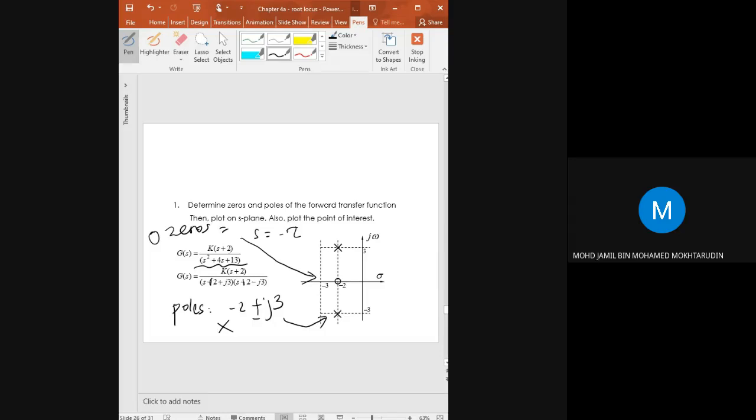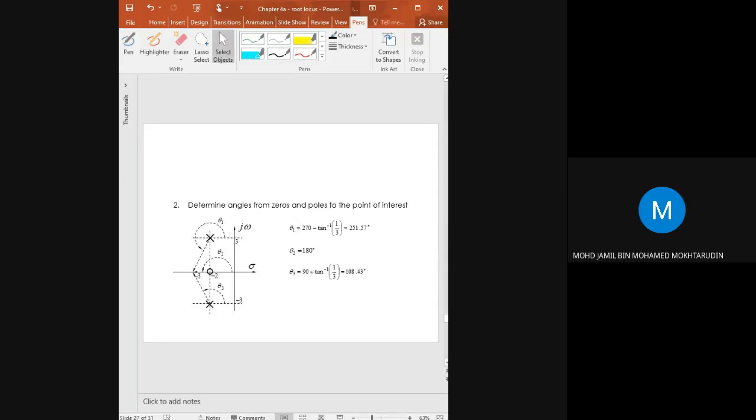And then after that, you determine the angles from zeros and poles to the point of interest. Okay, so let's look at the first pole, the top one here. You first draw a line connecting the pole and the point of interest. And then you find the angle made. So always measure the angle from the positive x axis. Okay, so theta 1 equals 270 minus tangent inverse of 1 over 3. Or you can use any other formula based on how you look at the angle. It can be 360 minus or 180 degrees plus. So all this depends on how you visualize it. There is no specific formula.